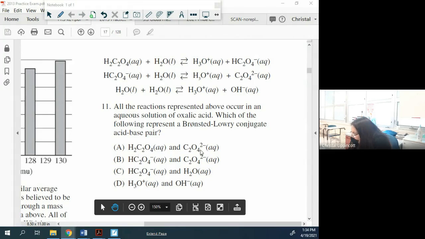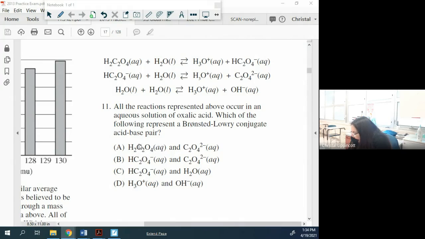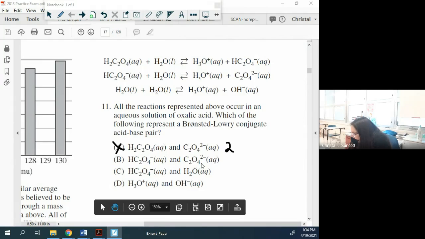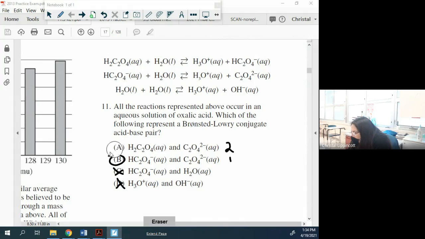All right, so if we look at these pairs here, if we look at these two here, how many hydrogens are getting subtracted here? 2. So that guy's out. How many hydrogens are getting subtracted here? 1. So he's a good contender. Are these even the same things that we're comparing back and forth? No. And then how many hydrogens are getting lost here? Good. All right, try number 12.